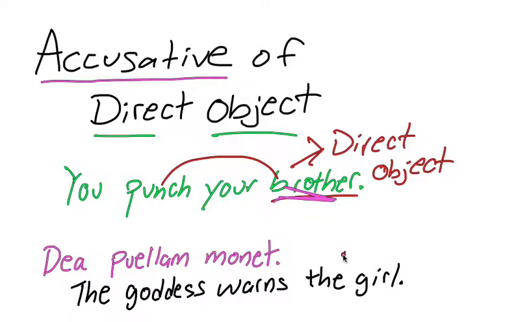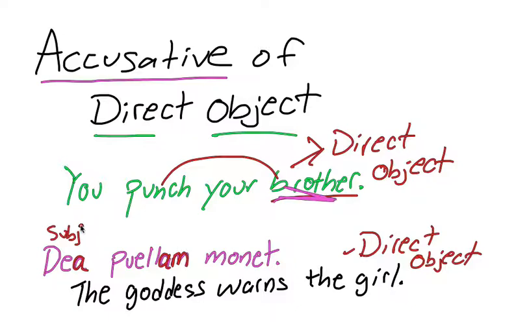Okay, so the goddess warns the girl. The girl is the direct object, because she is being warned. And notice that in our sentence, she is in the accusative case, right? Puellam is the accusative singular ending, and dea is in the nominative case. So dea is the subject, and puellam is the direct object, which we will abbreviate as DO. So puellam here is the DO, the direct object.